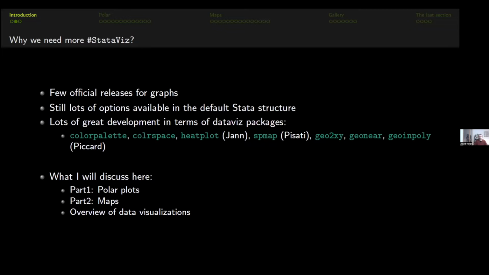A lot of stuff has been developed in the past. If you look at Benyan's whole suite of packages, you have Mario Pisati's spmap, and you have Picard's bunch of packages that deal with spatial data. I said, let's take these, put them together and see what we can come up with. Once we see what we can do with all of these, let's see if we can take them further and develop new stuff. So this is the overview: polar plots, maps, and other stuff.